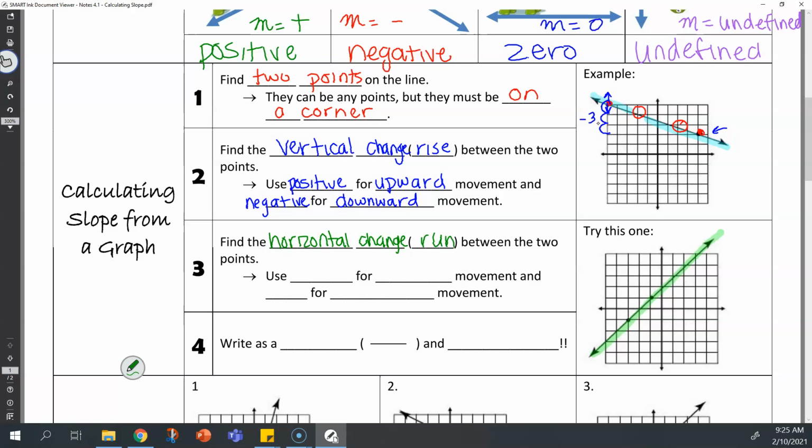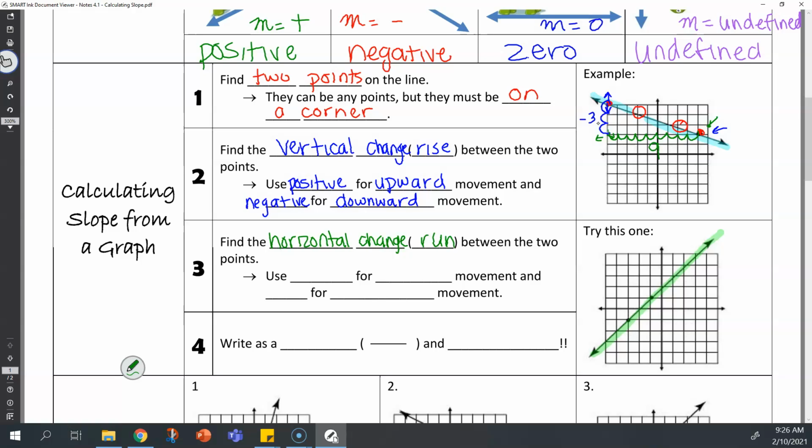The run is how I move left or right to get to my next point. So I'm starting from right here where I finished finding my rise, and I'm going to go to the right or to the left. In this case, I'm trying to get to this point right here. So I'm going to go to the right, 1, 2, 3, 4, 5, 6, 7, 8, 9 spaces.